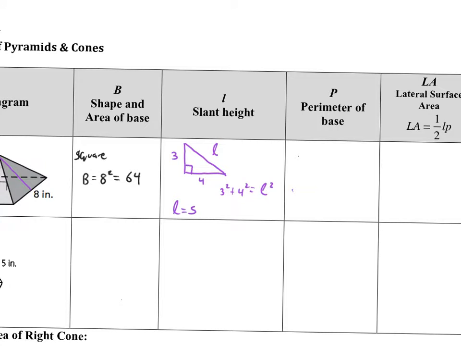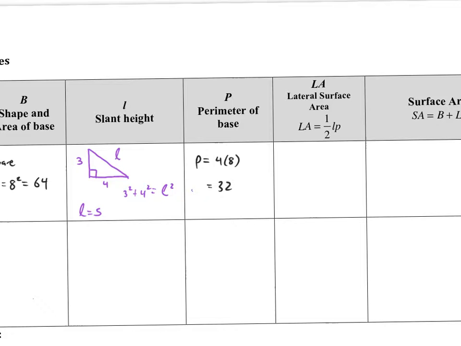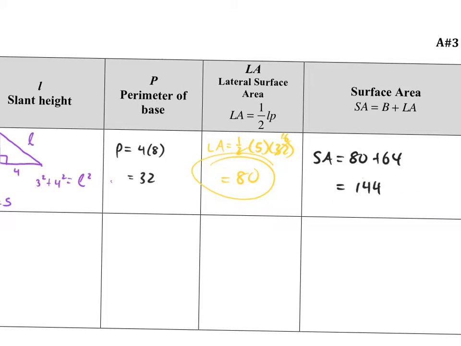The perimeter of the base is straightforward, so 4 times 8, so we have 32. All right, and now the lateral area is going to be 1/2 the 5 times the 32. 16 times 5 is 80. So in the end, we add these two together, 80 plus 64. So surface area is 80 plus 64, so 144 square inches.